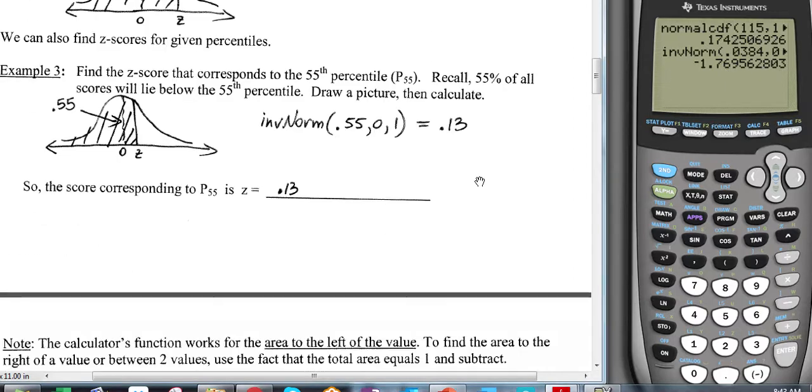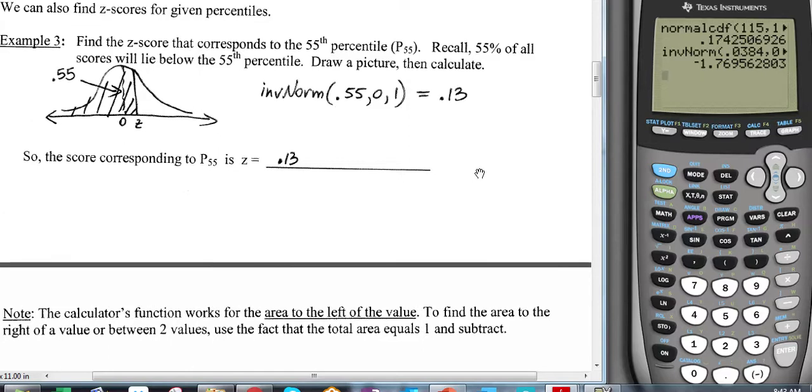Let's do another example. Suppose they ask us to find the z-score that corresponds to the 55th percentile. Remember, by definition, the 55th percentile would be a value such that 0.55 of the proportion lies to the left of that value. Now we already know that half lies to the left of 0, so if you're going to have the area or the probability to the left being 0.55, that z-score is going to have to be a tad bit to the right of 0.